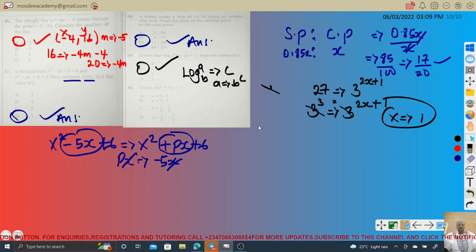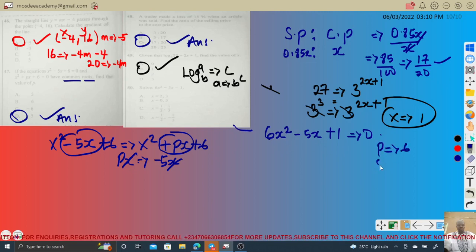The last but not the least question for today is a question on quadratic equation. 6x square, I'm rearranging, minus 5x plus 1 is equals to 0. Because of time, let's use the shortcut I have explained. Now let's just get the factors. The product is 6 times 1. Product is equals to 6. Everybody knows. Sum is equals to -5.